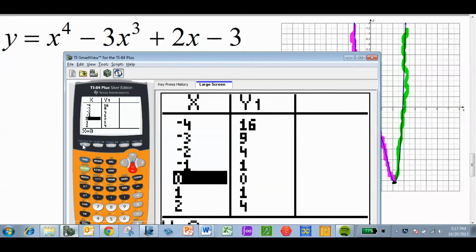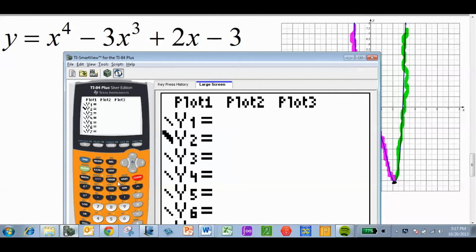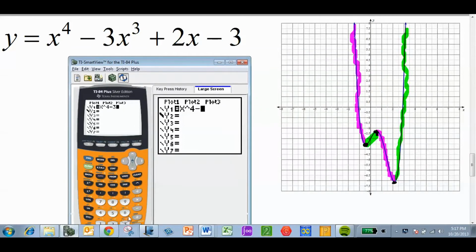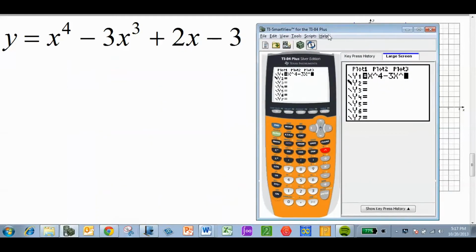So let's see, we've got y equals, let me clear out what I had in there, x to the 4th minus 3x to the 3rd plus 2x minus 3.